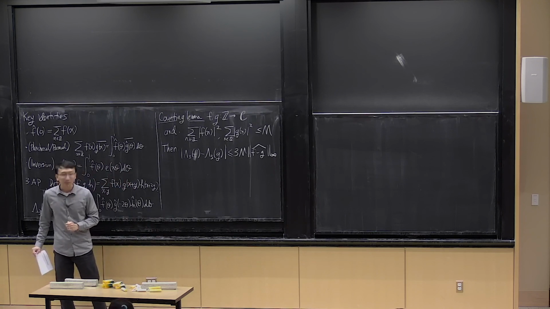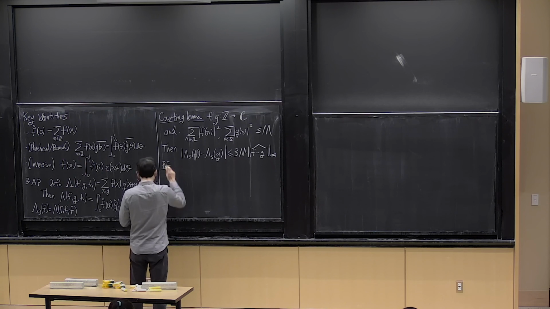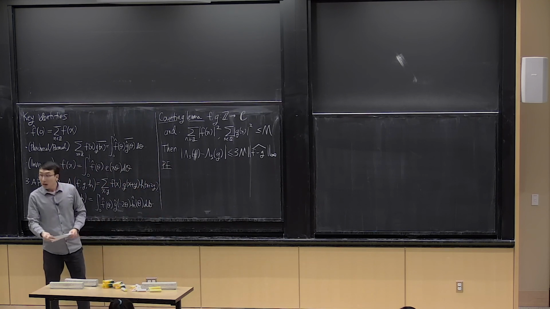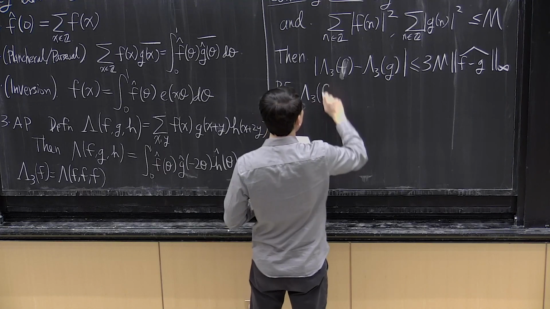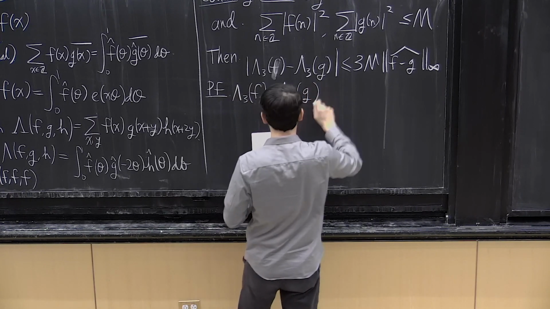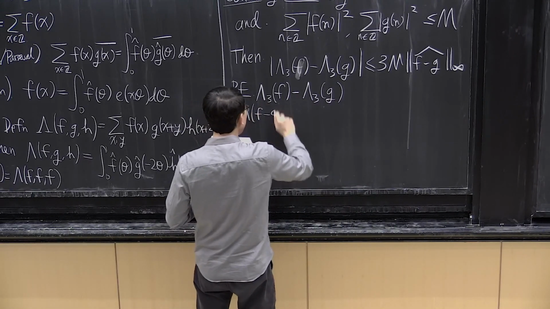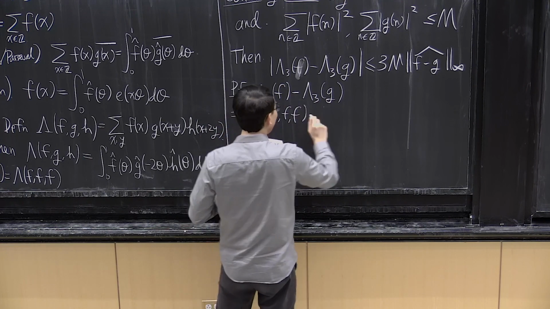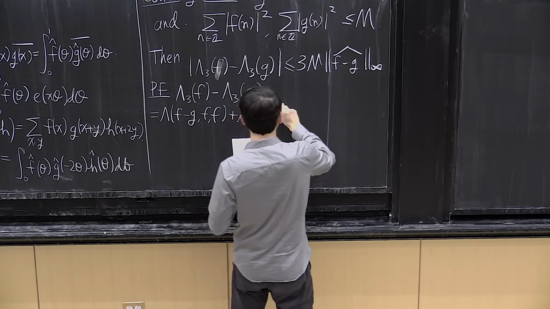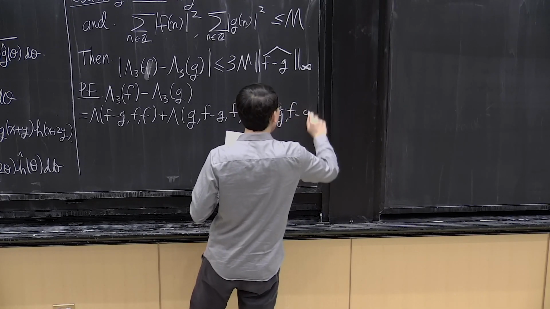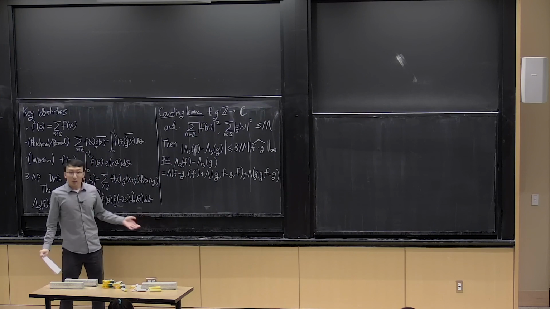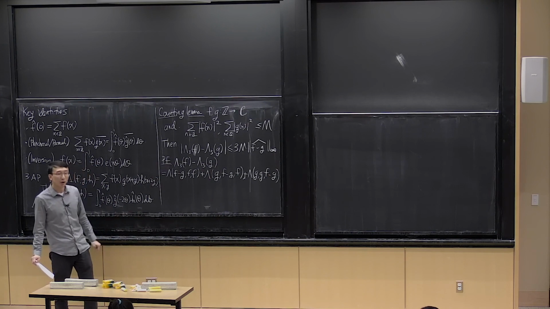Okay, so let's prove it. As with the counting lemma proofs you've seen several times already in this course, we will prove it by first writing this difference as a telescoping sum. The first term being lambda of f minus g, f, f, and then lambda of g, f minus g, f, then lambda of g, g, f minus g. And we would like to show that each of these terms is small if f minus g has small Fourier coefficients.